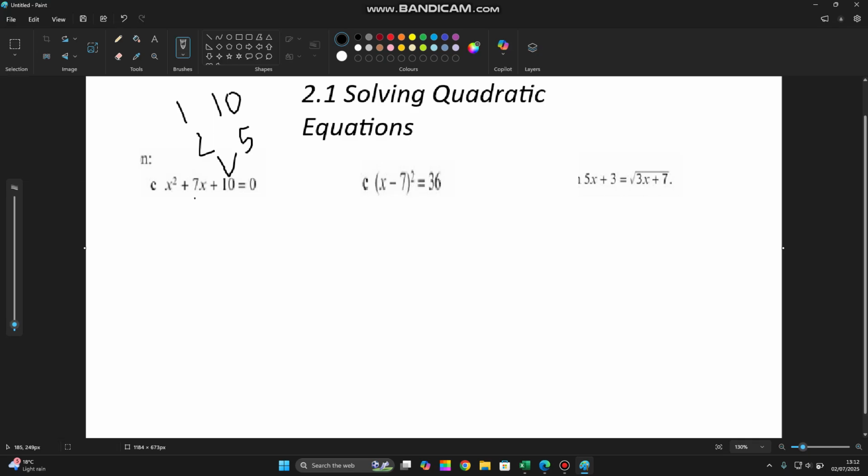The 2 and the 5 add up to 7, right? 1 and 10 don't, they add up to 11. Or if we minus them, we get minus 9 or 9. But we can never get 7. So 2 and 5 will be what we're going to use. What we do to factorize is put two brackets, put x here, and then the numbers.